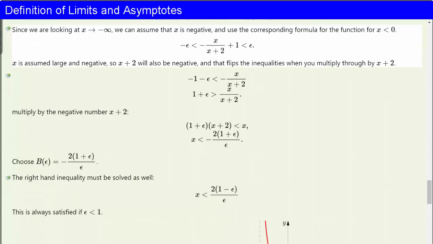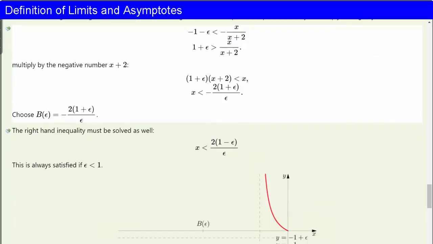Now, since we are examining the situation x tending to minus infinity, we can certainly assume that x is negative and use the corresponding formula for the function for x less than 0. Our inequalities then become minus epsilon less than minus the ratio x to x plus 2 plus 1 less than epsilon. Now we can solve each inequality for x, but be careful. x is assumed large and negative, so x plus 2 will also be negative, and that will flip the inequalities if you multiply through by x plus 2.